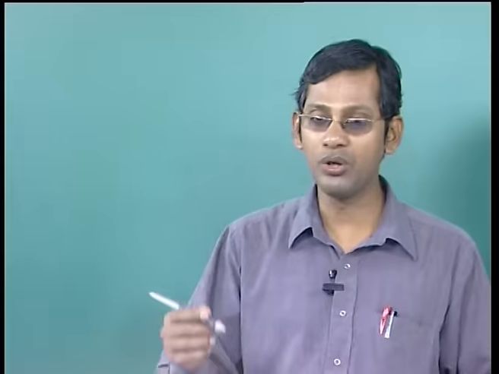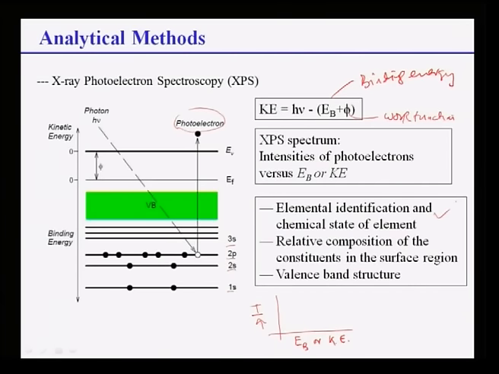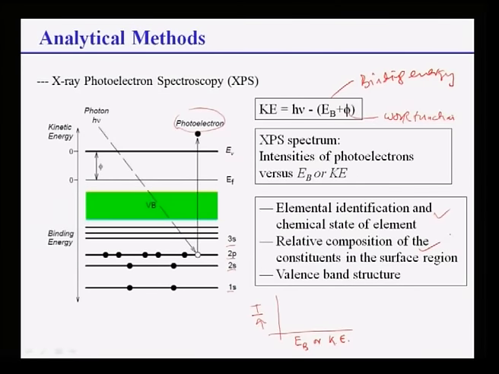Now what all can we do? We can do elemental identification, obviously, because we know the exact energy of the electron which is coming out, so we can categorically say which element is present. We can even tell the chemical state of the element, that is whether it is oxidized, reduced, or neutral. We can measure the relative composition of the constituents in the surface region, and we can obtain valence band structure. In fact, nowadays we can do mapping of different elements present on the surface. So a lot of things can be done in XPS. That's why XPS is considered a versatile tool.